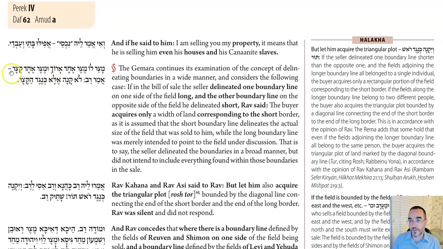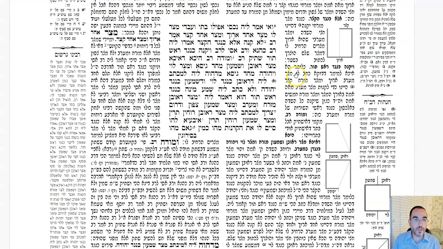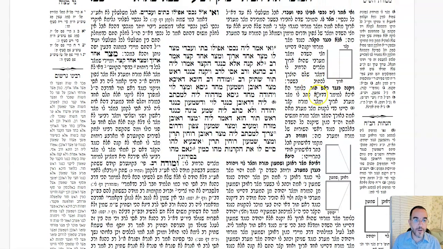So now we don't know, because these parallel lines are not of the same length. So how much of the field in between does he want to sell? So Rav says we have to assume it would be that part that's in front of the shorter border that he says. So here's a couple of diagrams. Here's the one that's printed in the Rashbam. So he mentions this line here, and he mentions this line, which is shorter.